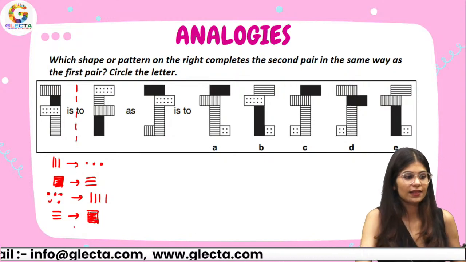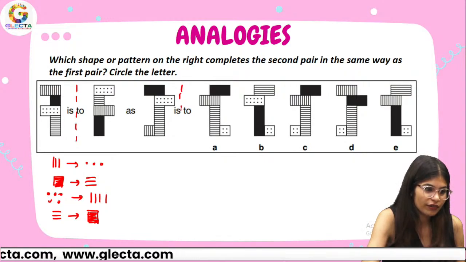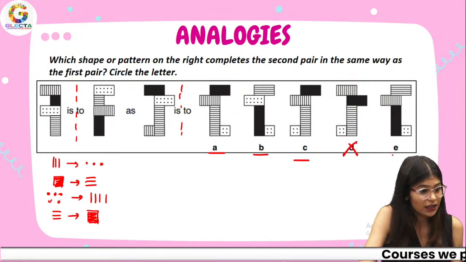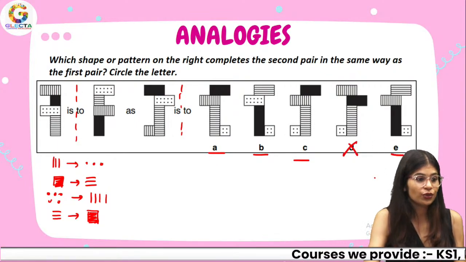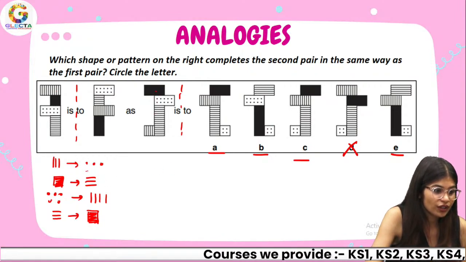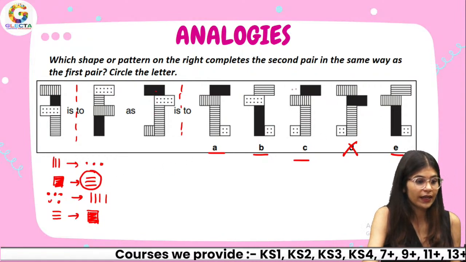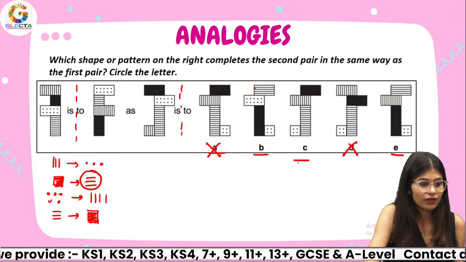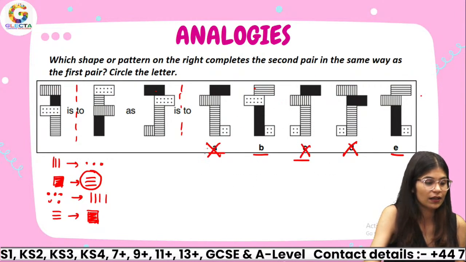Once you understand this, do the same thing. First, reflect this figure, which means it can be A, it can be B, it can be C, it cannot be D, and it can be E. Once you do this, black has to turn into horizontal lines. Horizontal lines. Okay, A is eliminated, B is still in the run, C is eliminated, E is still in the run.